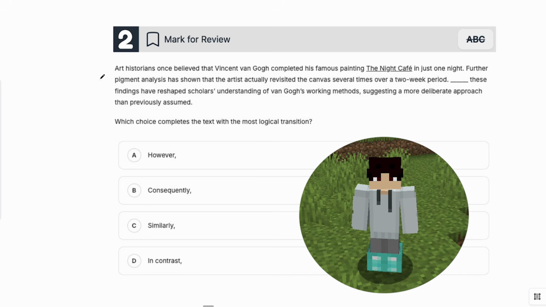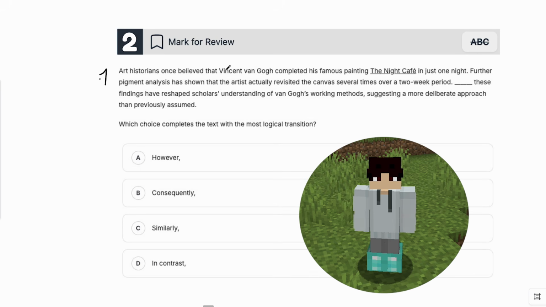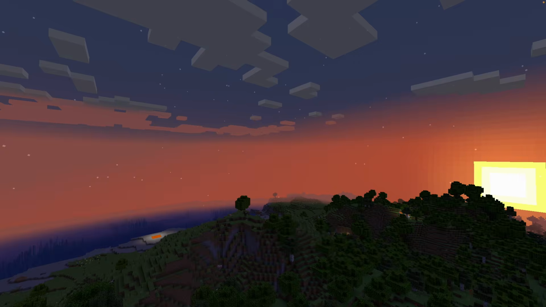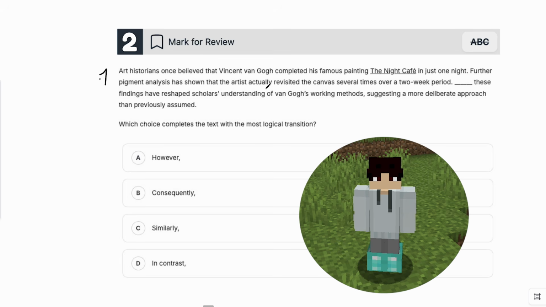Let's try another one. Art historians once believed that Vincent van Gogh completed his famous painting, The Night Cafe, in just one night. So they thought that he just banged out this painting in a night. Further pigment analysis has shown that the artist actually revisited the canvas several times over a 2-week period. So it actually took a decent amount of time. Blank, these findings have reshaped scholars' understanding of Van Gogh's working methods, suggesting a more deliberate approach than previously assumed.